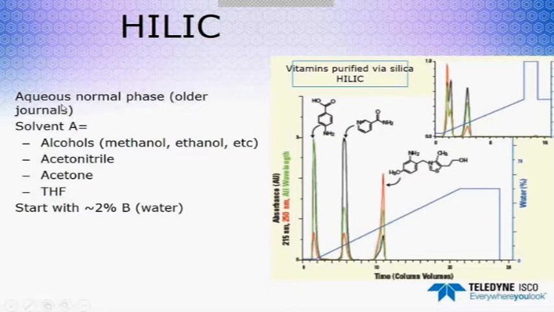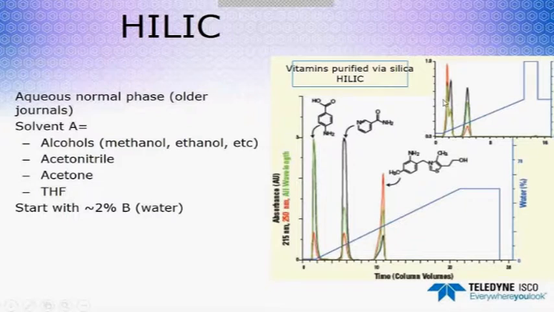That's the term used in older research journals. Solvent A for HILIC is usually alcohols, methanol, ethanol, acetonitrile, acetone, or THF. You start off with about 2% B solvent, which is water. If you need to add a modifier, you would add something like acetic acid, formic acid, or trifluoroacetic acid.